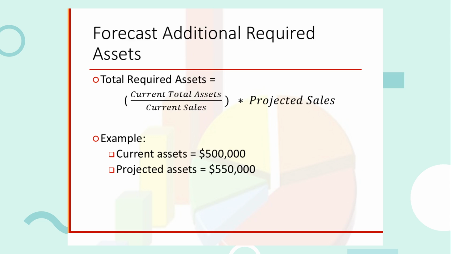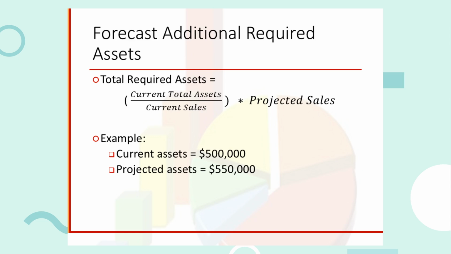Forecasting additional required assets. It is important to identify any non-spontaneous or strategic assets the company might need to support growth. These will not change automatically with sales. Therefore, you will need to forecast them manually.